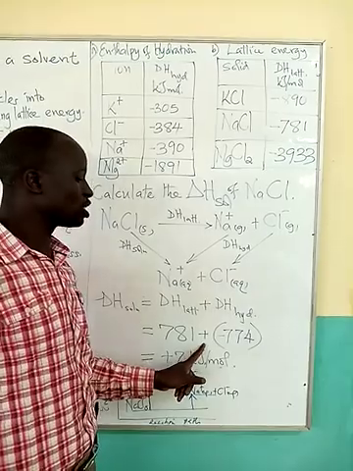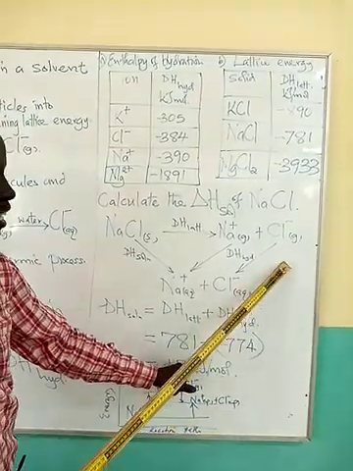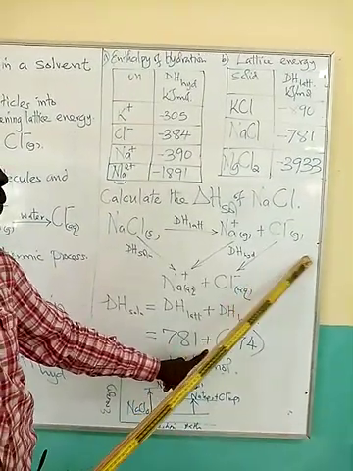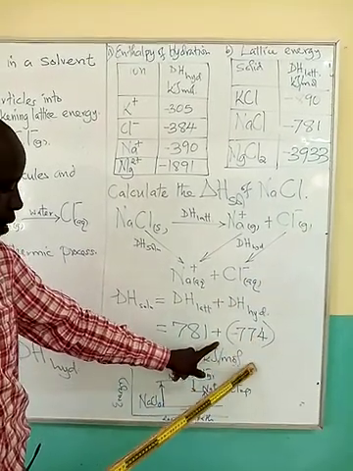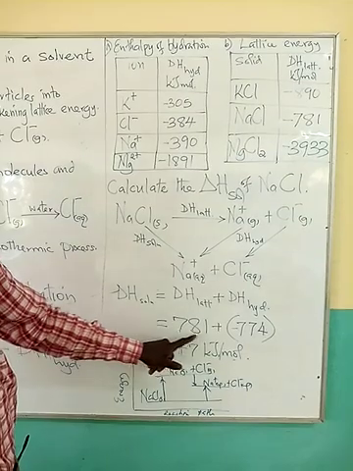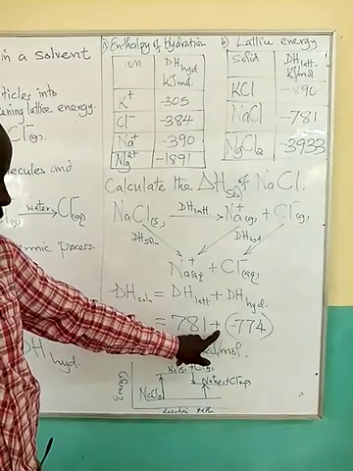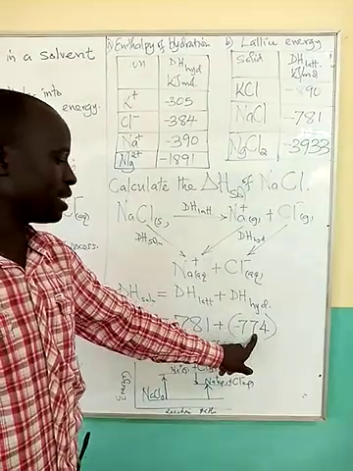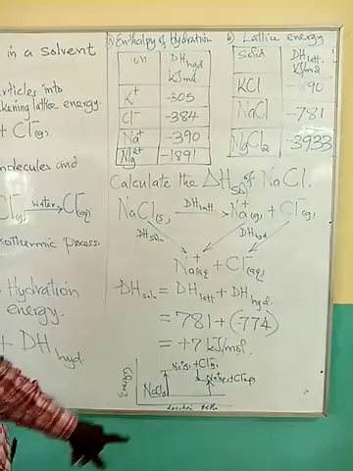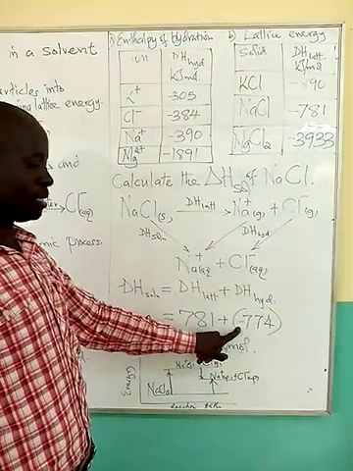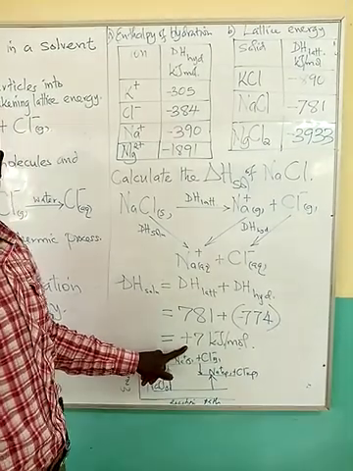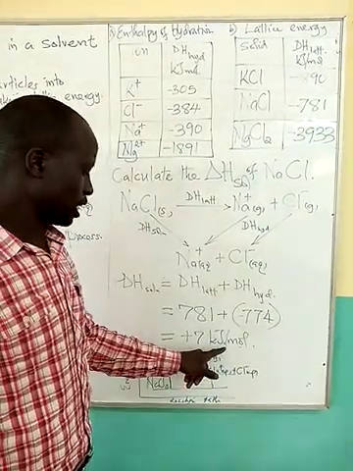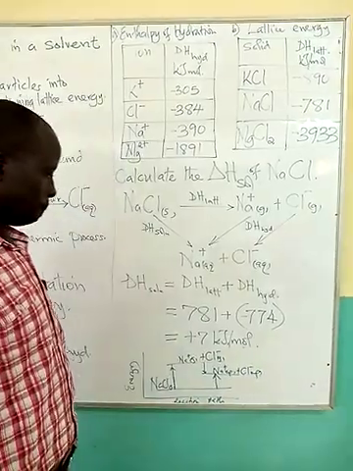When sodium chloride dissolves in water, the hydration process, after the definition we mentioned, is an exothermic process. And therefore, 781 plus negative 774, plus and minus becomes a minus. Therefore, the value obtained here becomes plus 7 kilojoules per mole.